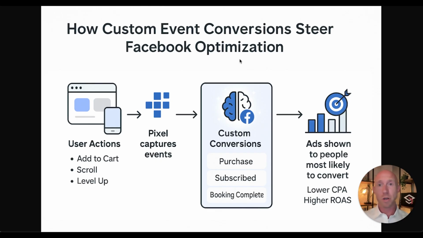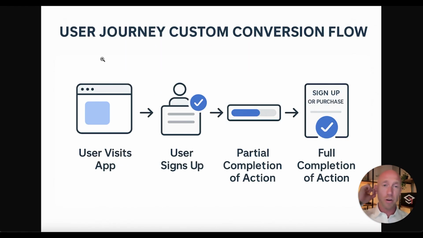Now, if we double click on this custom conversions here, this tutorial assumes that you've already got the pixel installed. And the pixel installed, it knows about all these things that are happening on your site, but what it doesn't know is you saying this right here is important. So how do we do that?